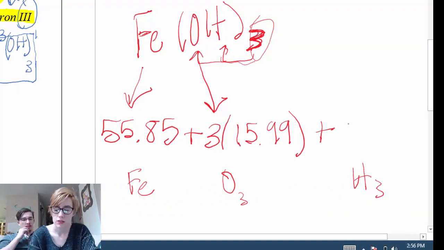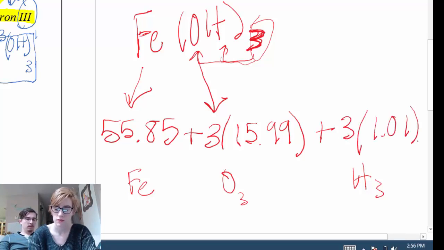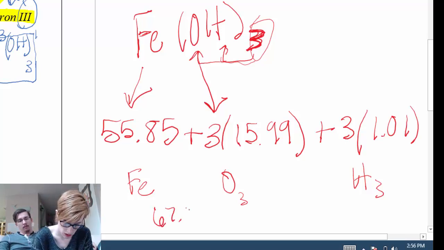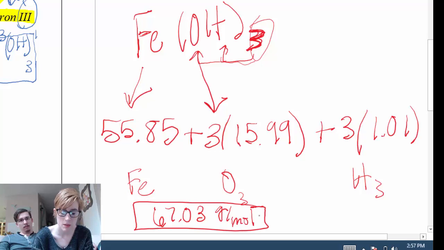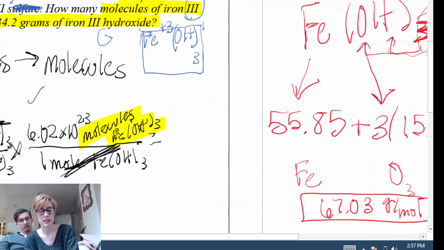So I have 3 H's, so 3 times the molar mass of hydrogen. If I add all those together and multiply them together, I end up with 67.03, and that's grams per mole. So this is the molar mass of iron 3 hydroxide.